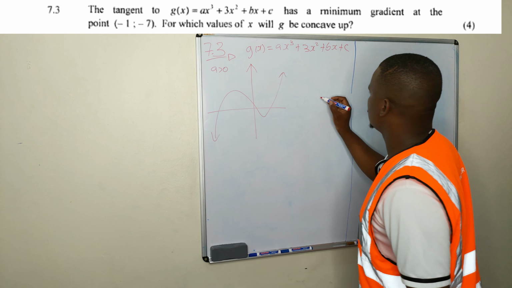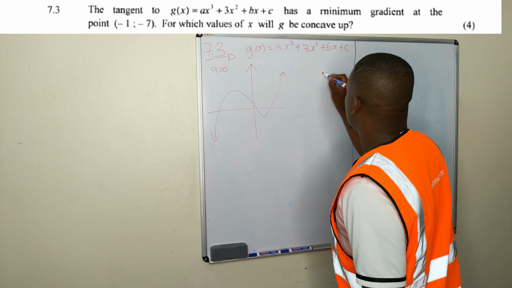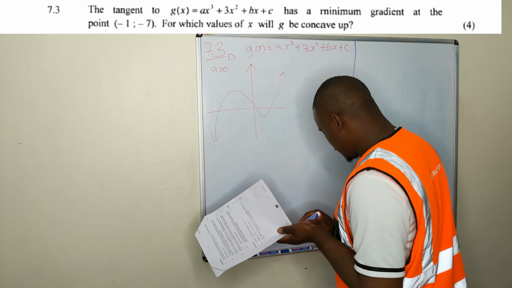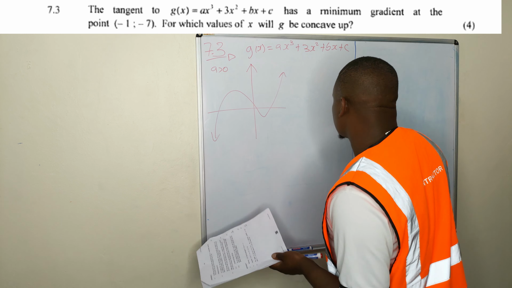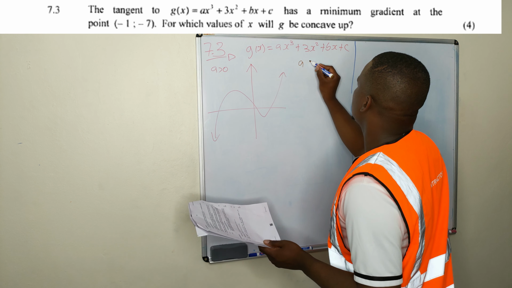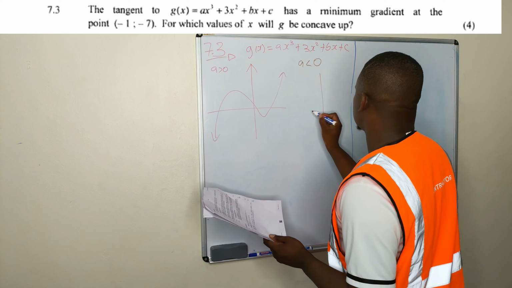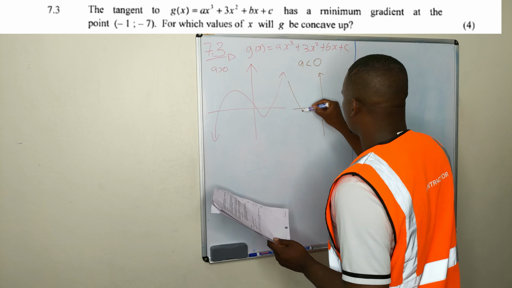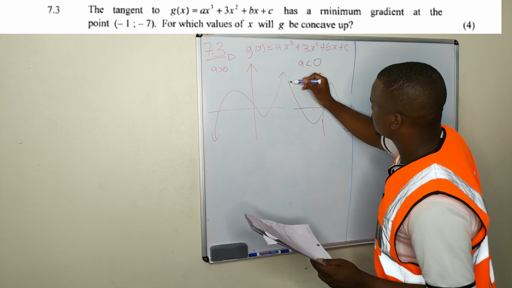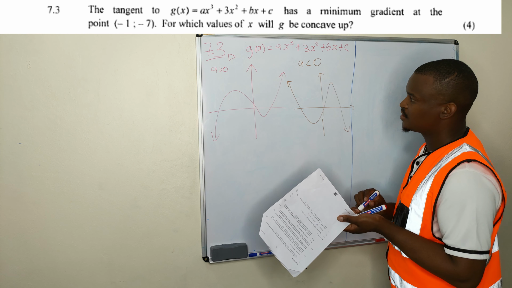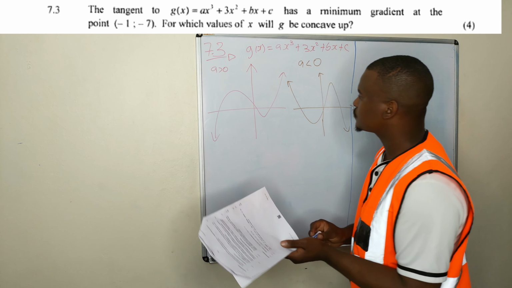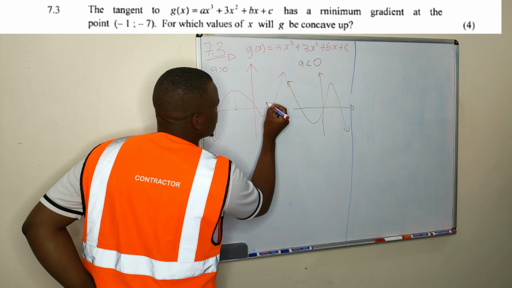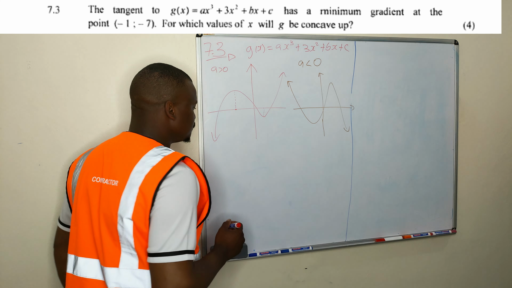Right? But I'll use another color. If a is less than 0, our function has this shape here. Something along the lines of this. Right? So these are the x coordinates of the turning points.